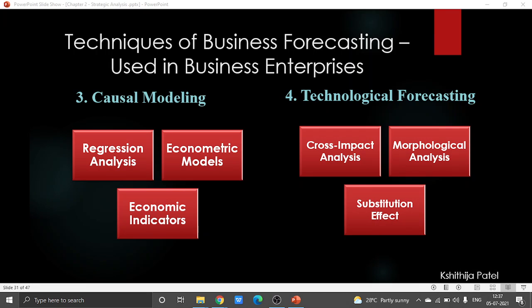Then we have economic indicators. These economic indicators are data that can normally forecast the future state of the economy. To give examples of such indicators, they include the current rates of national productivity, inflation, cost of living index, and also the level of unemployment could possibly be taken here.